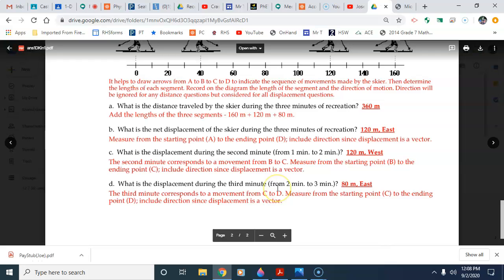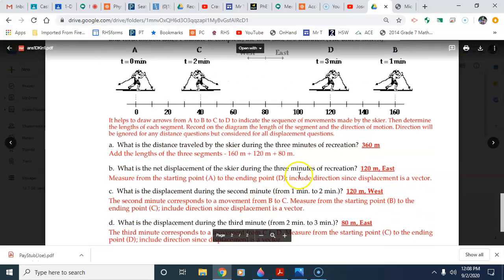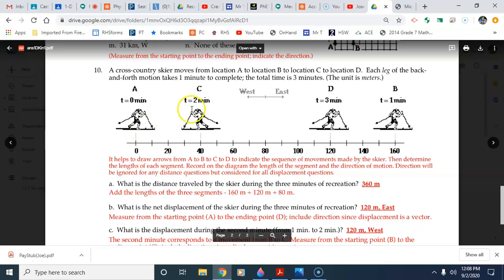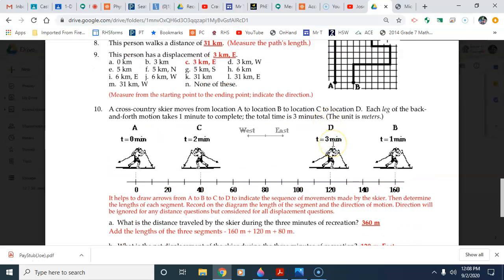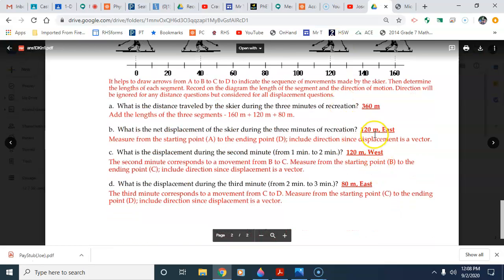Okay, part B, what's the net displacement of the skier during the entire 3 minutes? When we start at point A and get to point D is the entire 3 minutes, and we don't care what it did in between. From where we started to where we ended, that's 0 to 120, we ended up to the east of them.